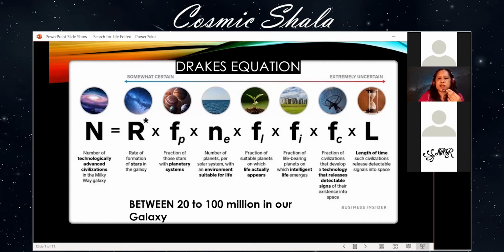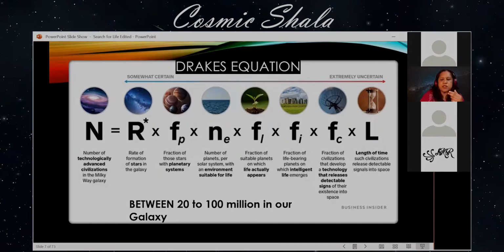But this is quite uncertain, because what happens if there's microbial life? They won't have any technology, but they are there. So this is an equation that has really been governing the search for life, or trying to model, are there planets that could have life? And if so, are they habitable?